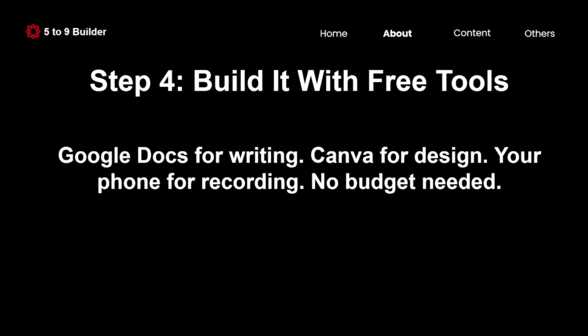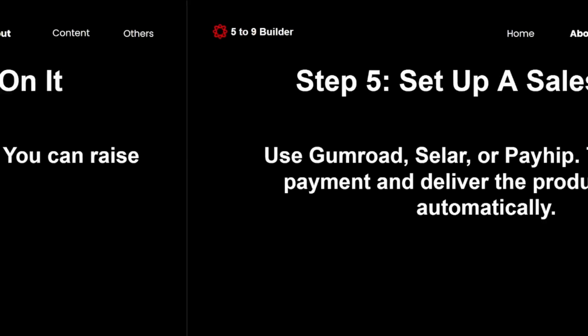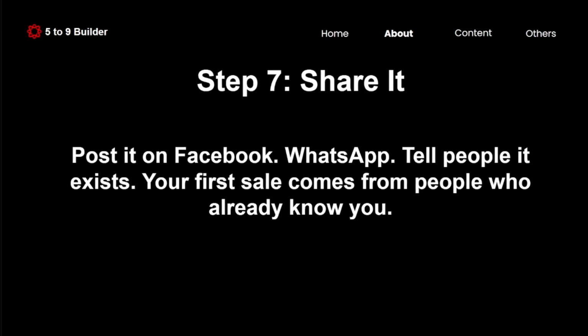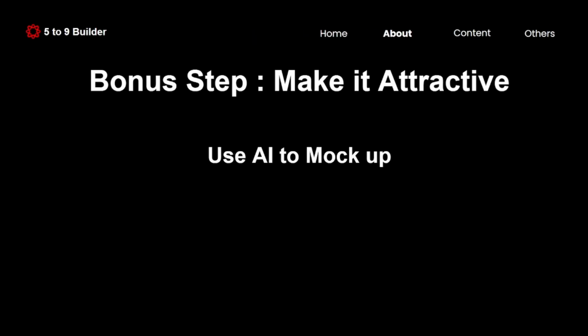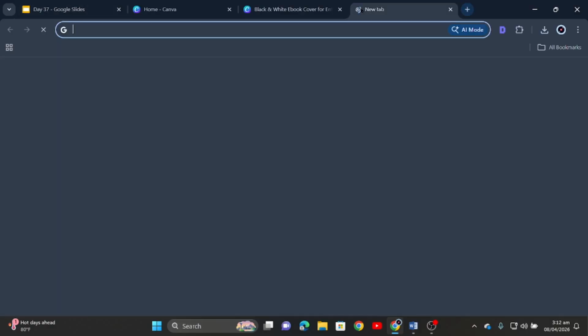Now, the fourth one is to build it with a free tool. Okay, we are going to type it and then make sure we design something to represent this book. Okay, all right. After that, we set a sales page, and then we put a price on it, and then we share it. Okay, all right. So the bonus one is we should make it attractive using AI to mock it up. Okay, so all this process is what we are going through right now. Now, if you are ready, let's hit the process. So first of all, I want us to use Claude AI. Okay, we are going to use Claude AI to do this.